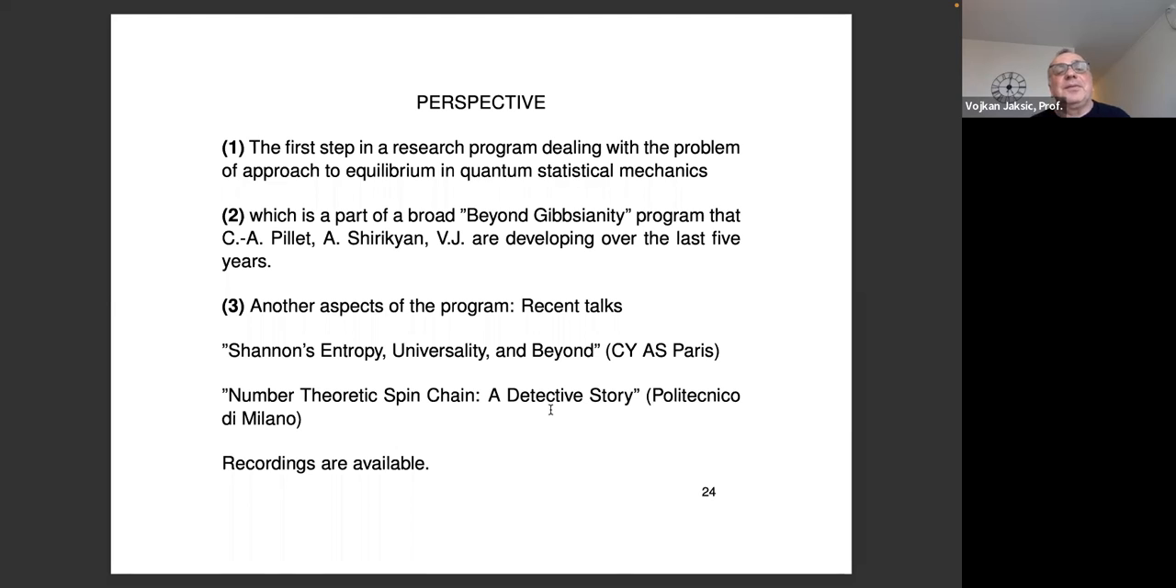We're starting to work on that, and it deals with this fundamental problem of approach to equilibrium in quantum statistical mechanics. So 20 years is maybe a bit long from our perspective, but maybe some young people will pick up on that. And this is a part of the broad beyond Gibbsianity program that Claude Alain, Armand, and I have been developing over the last 5 years, that was very heavily affected by the COVID crisis, but we were all affected by that.